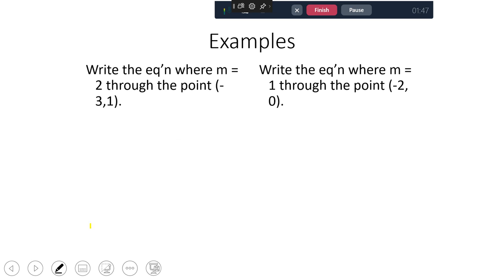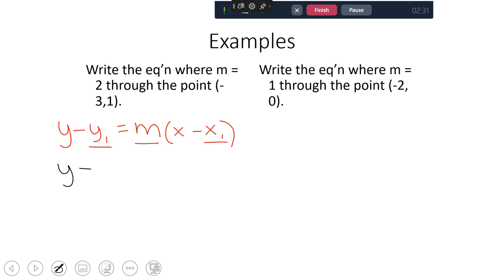So let's look at the example. We are going to write the equation in point slope form when our m is 2 and our point is negative 3, 1. So again, our equation is y minus y1, that's what we're going to substitute in, equals m times x minus x1. And that's what we're going to be substituting in. We're going to substitute all the things I'm underlining. Okay, so we're still going to have a y here. And then we're going to do minus.